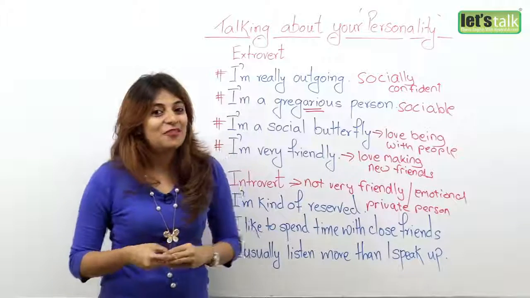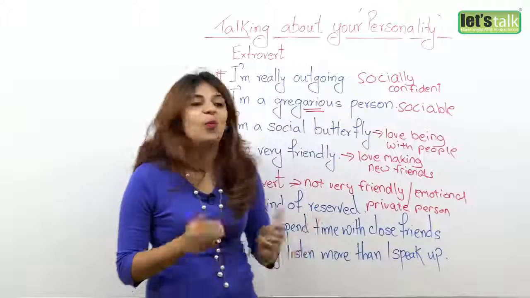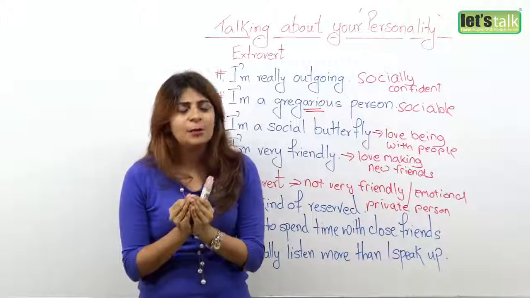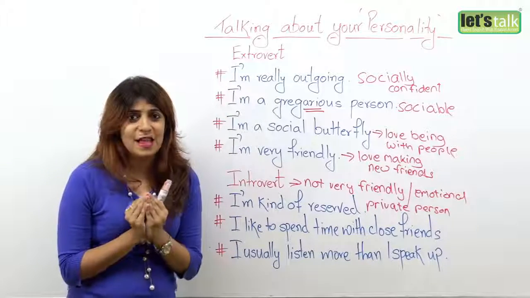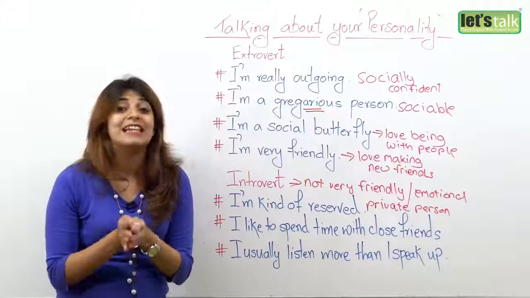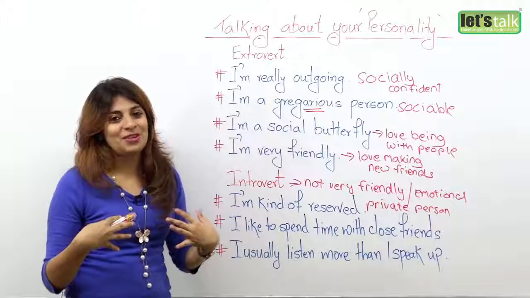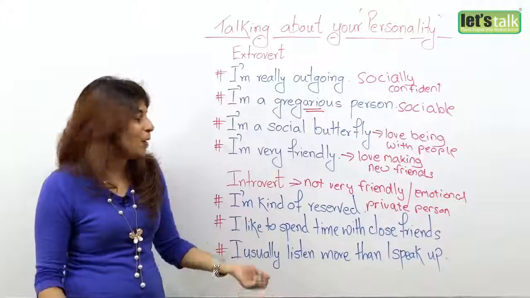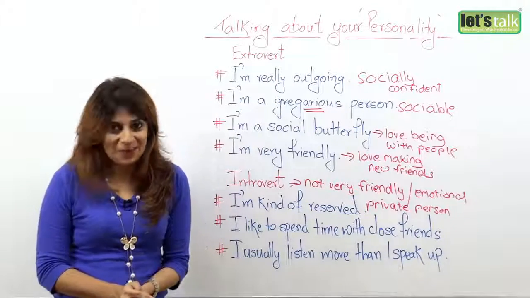Okay? Another phrase that you can use is, I like to spend time with close friends. So when you say this, another person would get an idea that you do not like making new friends. Okay, you are not very friendly. You are not a social butterfly, definitely. So when you describe your personality to someone, you say that I like to spend time with close friends only.